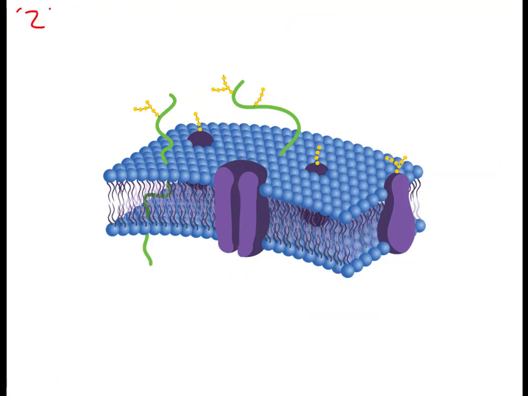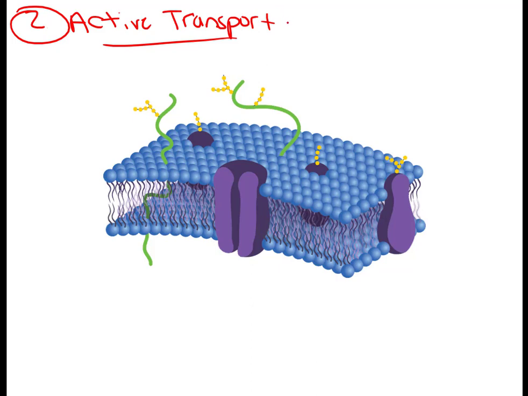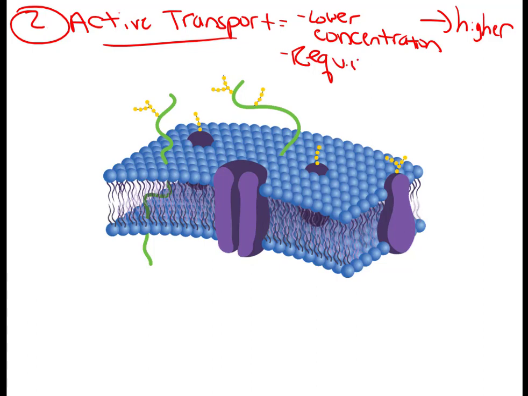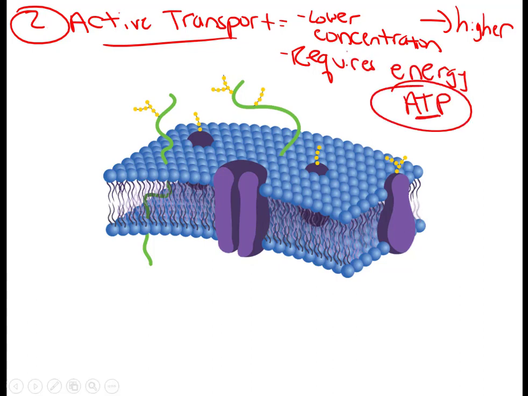Now the second type of transport is called active transport. And guess what? It's the exact opposite of passive. In active transport, molecules move from a lower concentration to a higher one. And we're going to require ATP energy. Requires energy. By the way, ATP is your energy molecule, like your energy currency is ATP. So in this case, you haven't eaten any nachos in a long time. There's hardly any sugar in your bloodstream.